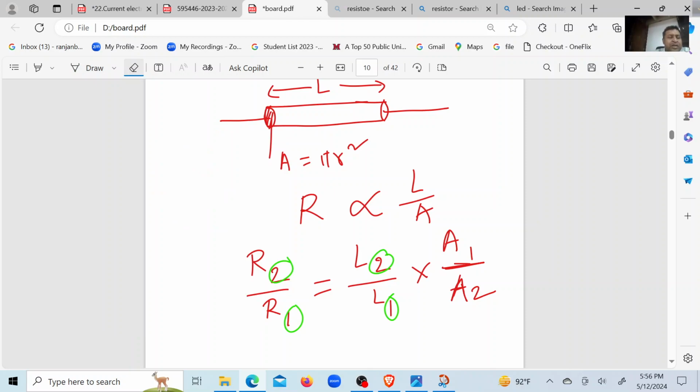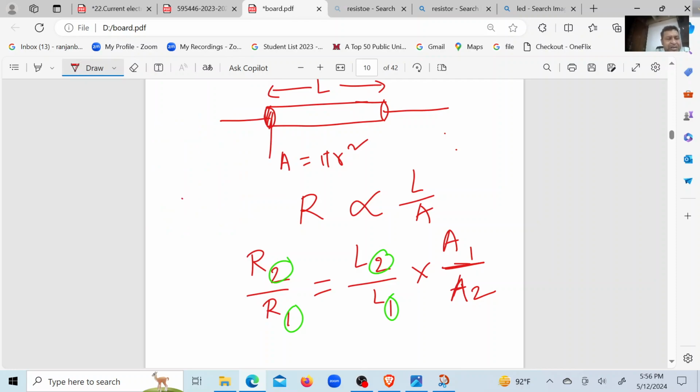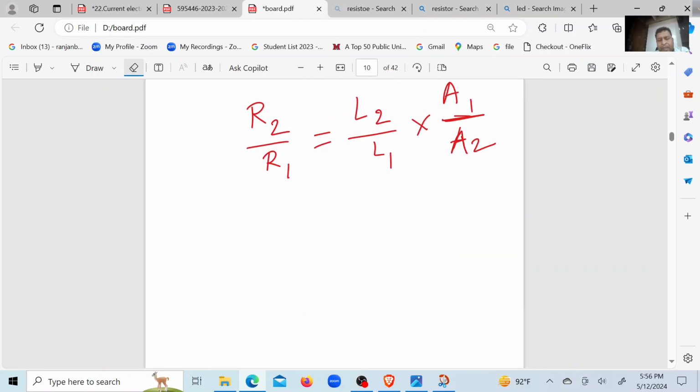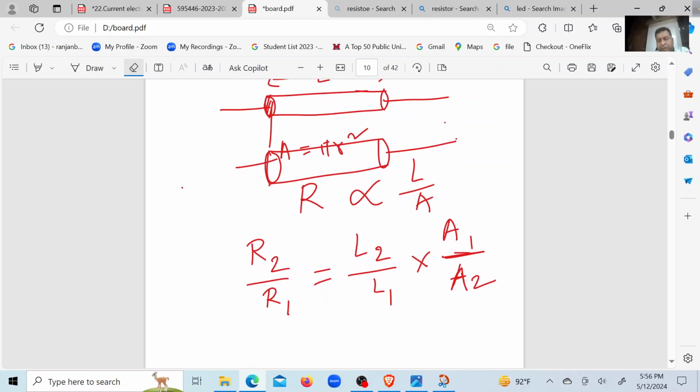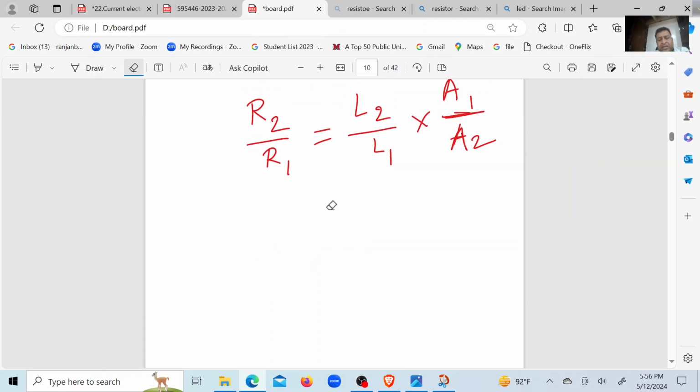That means if you use a wire of bigger diameter, same length, then its resistance will be less, right? So it has an inverse relation, A2 by A1 for area, right? Okay, so you may use this to determine the unknown resistance. It's a very important ratio. That's it.